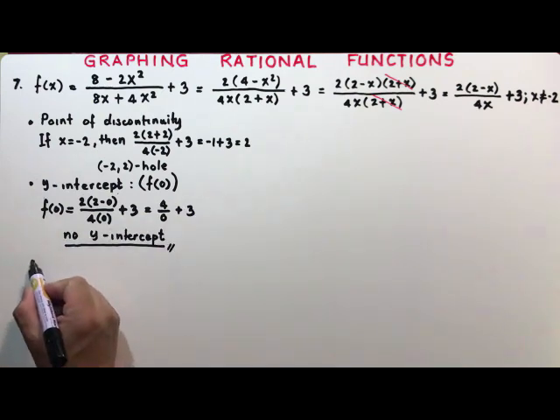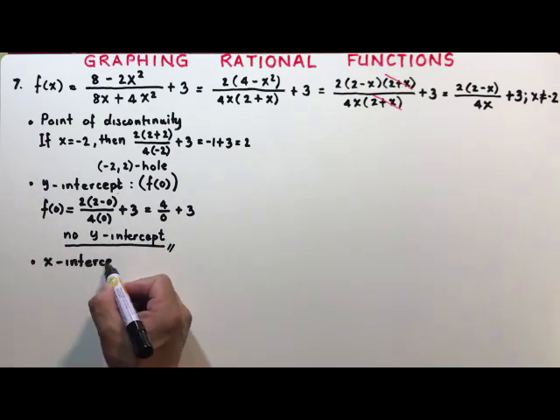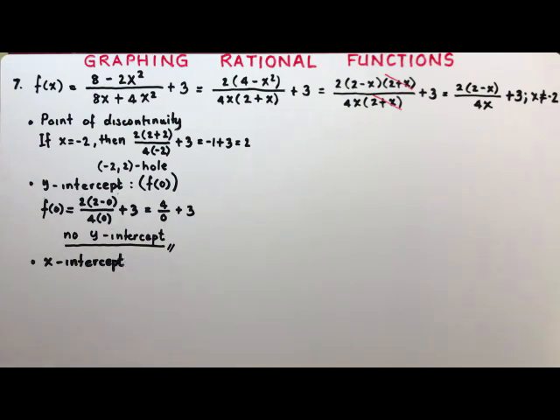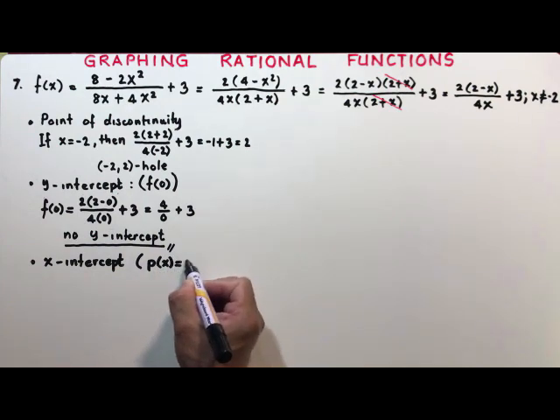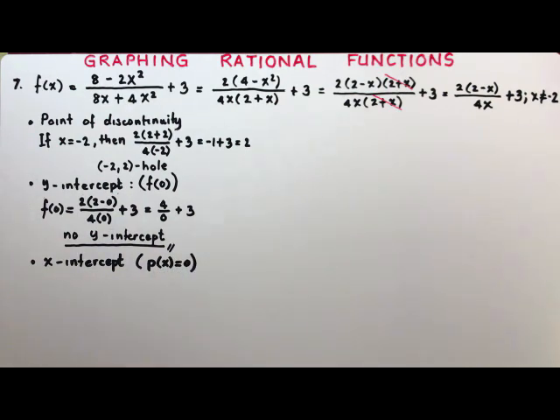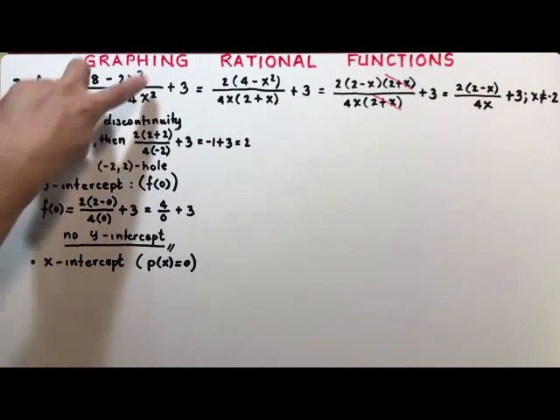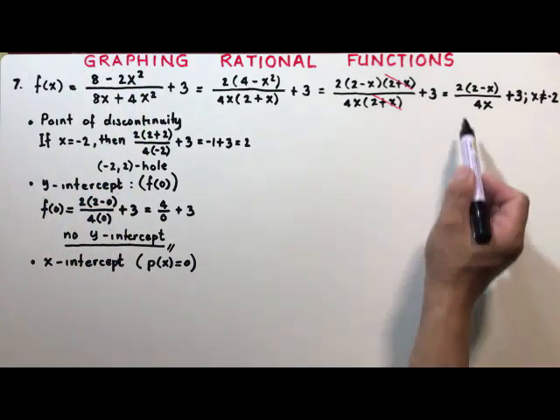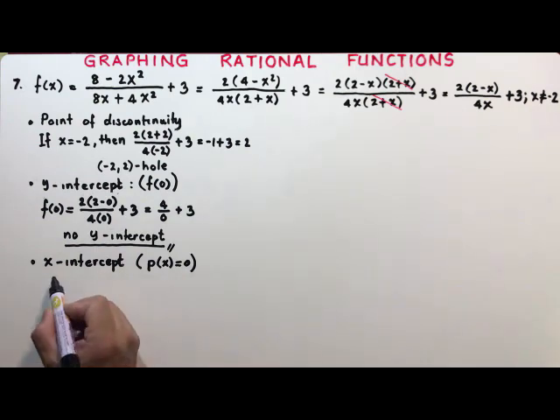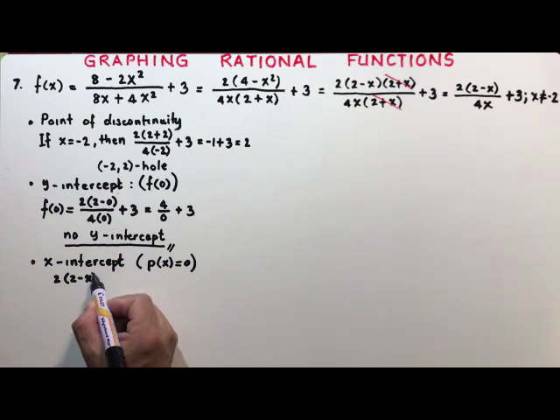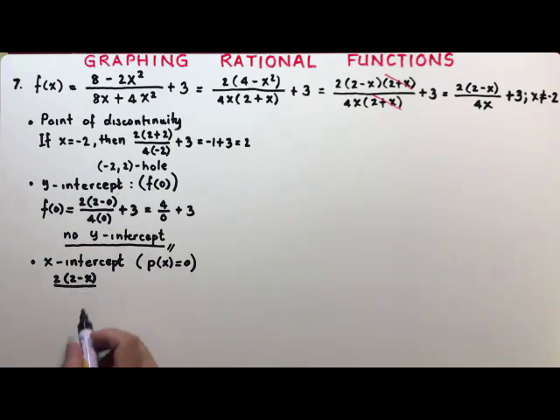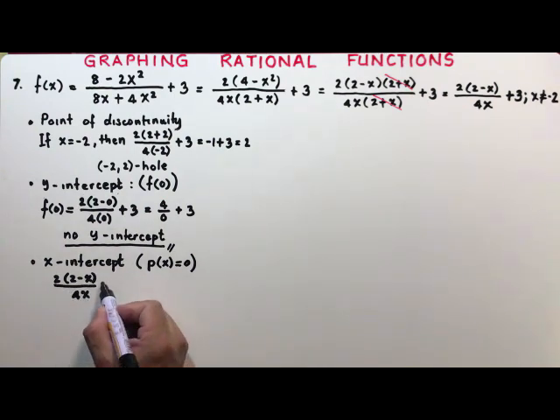Now let's proceed to the x-intercept. And to find the x-intercept is to set our numerator to 0, because at the x-intercept, the y is 0. So our f of x is 0 times any denominator that's 0. So 0 is equal to the numerator. So we'll use the simplified form, which is this one here. So 2 times 2 minus x, which is divided by 4x, but there is a constant of 3.